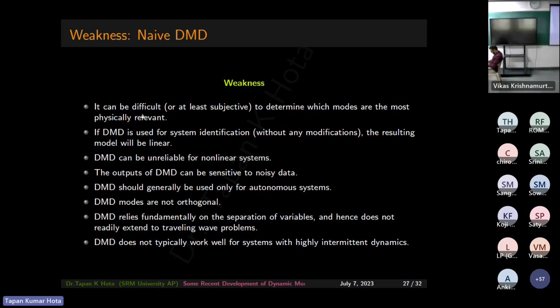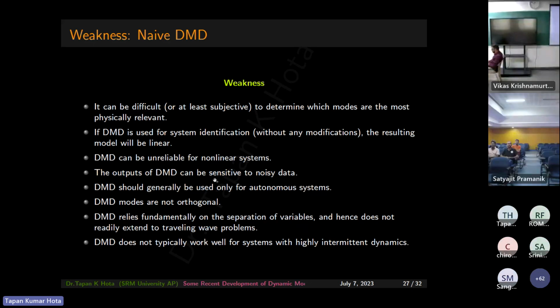The first thing is that it can be difficult to determine which modes are more physically relevant from the DMD mode decompositions. Often it is quite unreliable for a non-linear system, because whatever you are approximating is a linear operator A or A tilde. And the output of DMD can be sensitive to noisy data. And DMD is generally meant for the autonomous system.